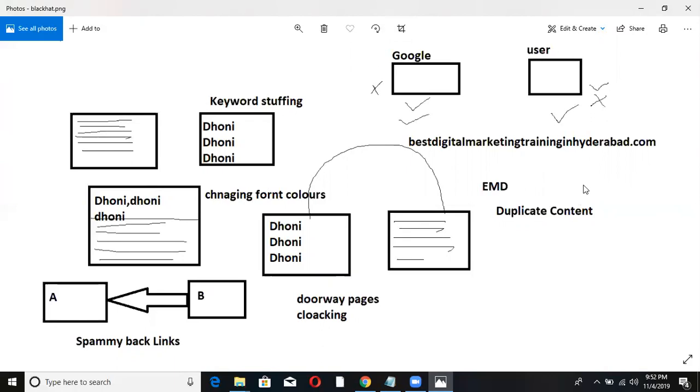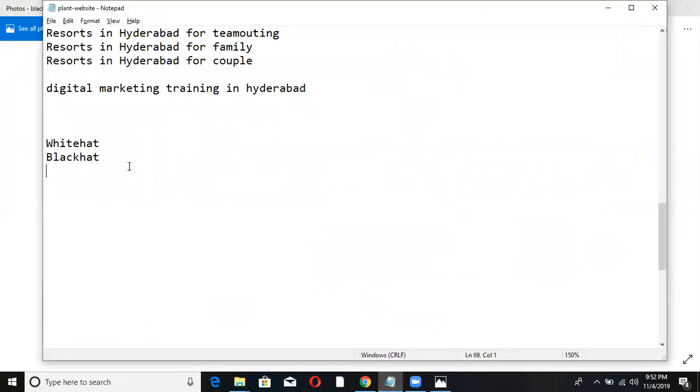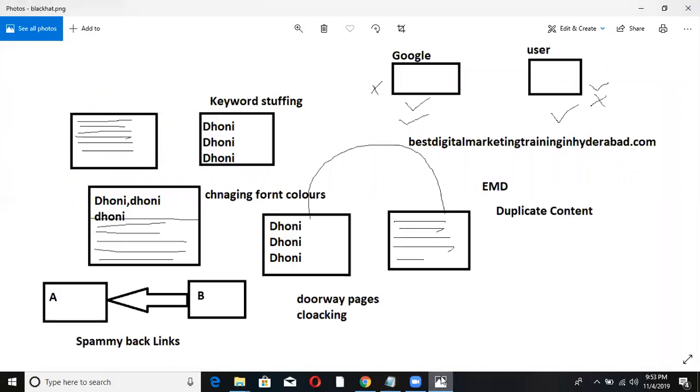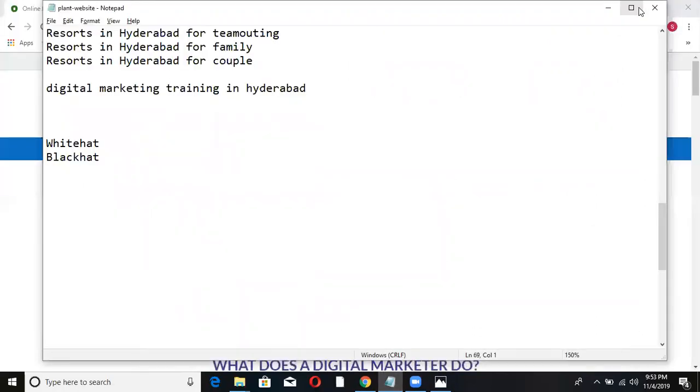Okay. So basically the black hat techniques, what I understood are six. First one is keyword stuffing, changing font colors to match the background, doorway pages, cloaking, duplicating content, and using a keyword in the domain. And spammy backlinks. Spammy backlinks, yes. Okay, close your book.